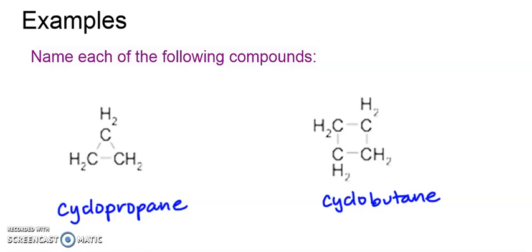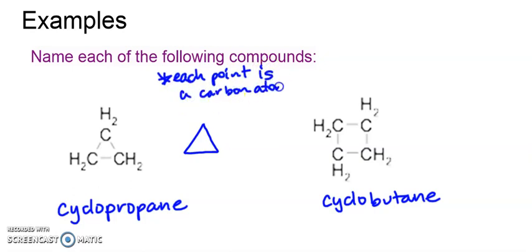Now, one more thing with these, before I go on to the next example, is that they could be drawn in a different way. This is a condensed formula, but we can condense it even more. We could draw this cyclopropane as a triangle like this. What this shows is that each point on your shape is a carbon atom. So that would be one there, another there, another there. And it's assumed that all the other bonds are filled with hydrogens when they're not written. So your cyclobutane could look like this, and this is a much simpler, quicker way to draw it.